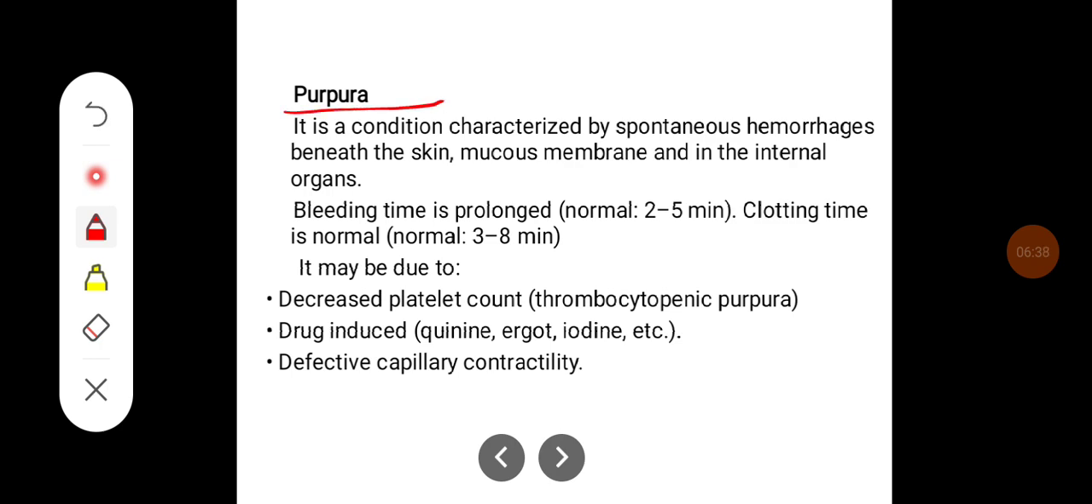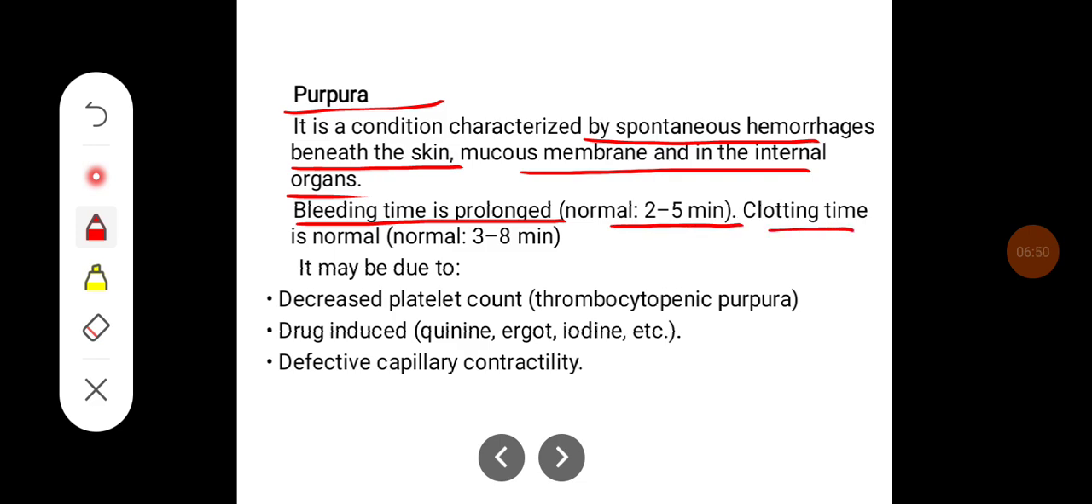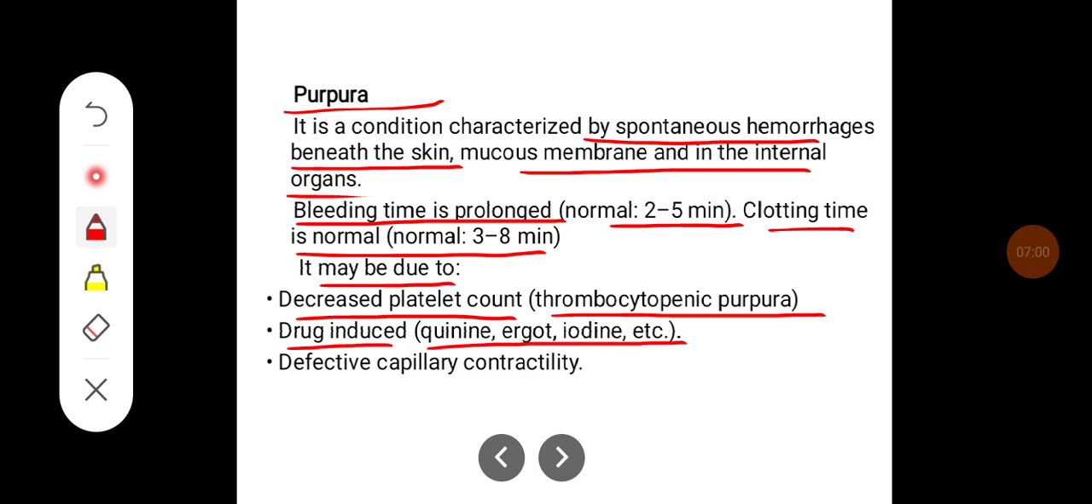Purpura. It's a condition characterized by spontaneous hemorrhages beneath the skin, mucous membrane, and in the internal organs. Bleeding time is prolonged. The normal is between 2 to 5 minutes, and clotting time is normal. This may be due to decreased platelet count, that is thrombocytopenic purpura. It can be drug induced, like quinine, ergots, and iodine. It can be because of defective capillary contractility as well.